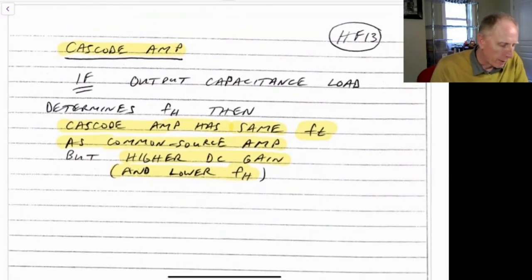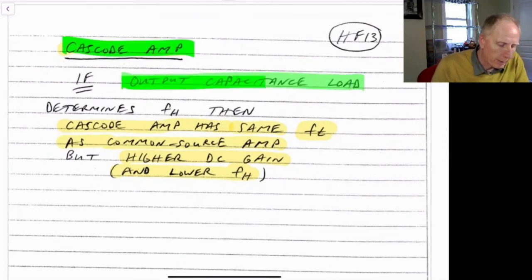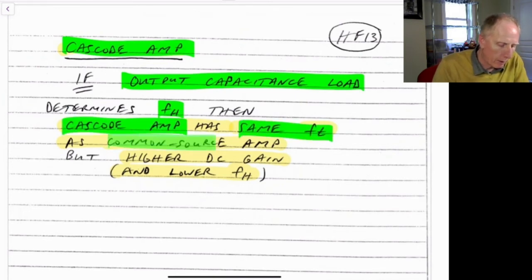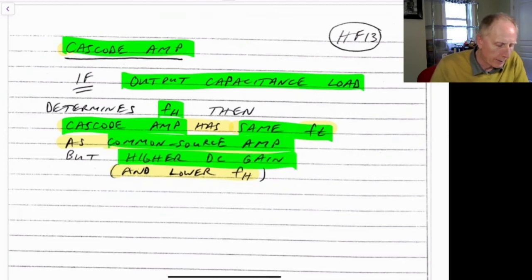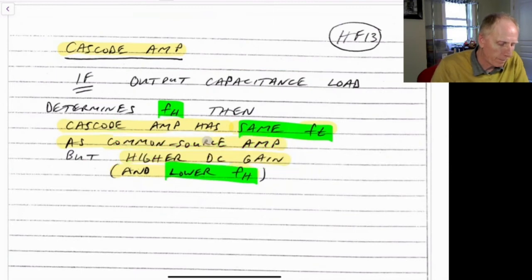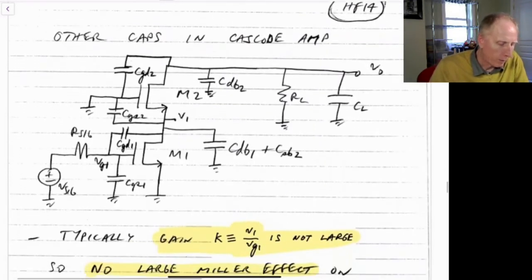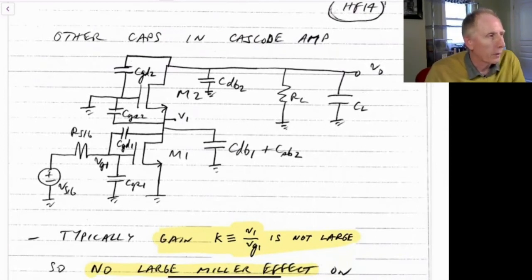So this just summarizes it: if in a cascode amplifier your output capacitance load determines f_H, then our cascode amplifier has the same f_T as the common source amplifier, but a higher DC gain and a lower 3 dB frequency. Now, this gets a little bit scary.